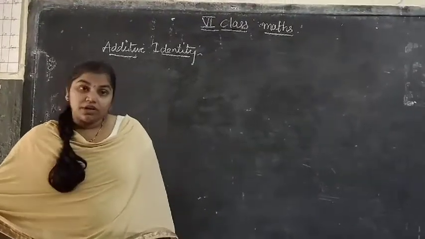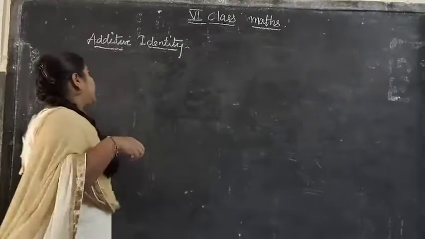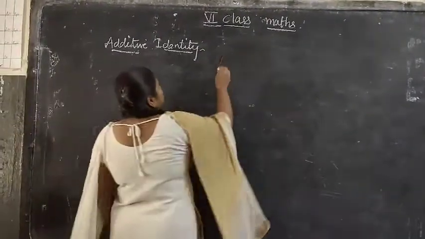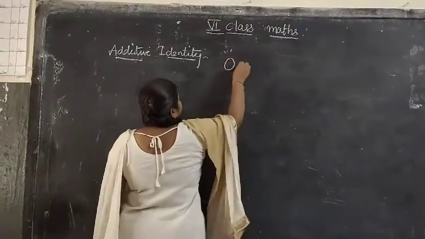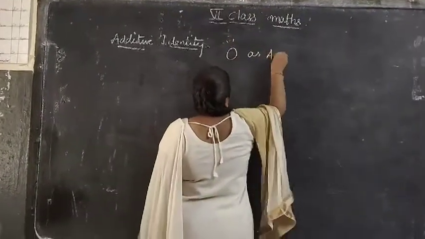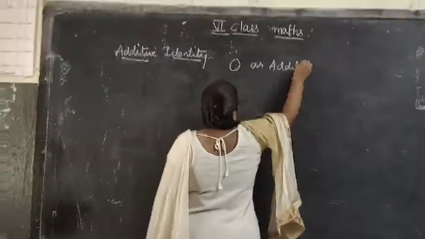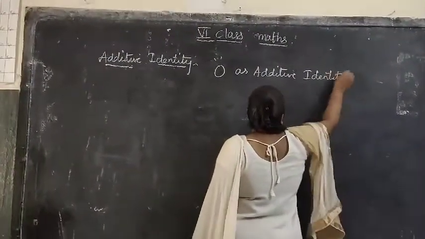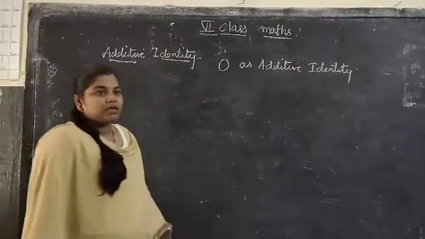Yesterday we completed up to the distributive property. So today is additive identity. So what is additive identity? We will call 0 the additive identity. Which number will we call the additive identity? 0 we will call the additive identity.